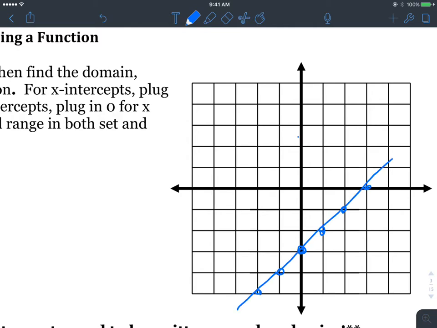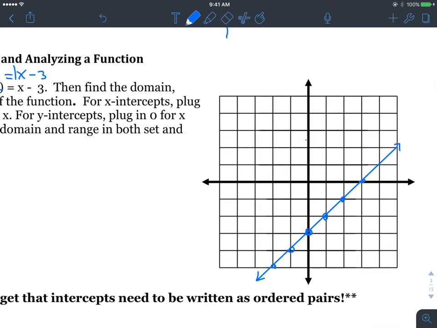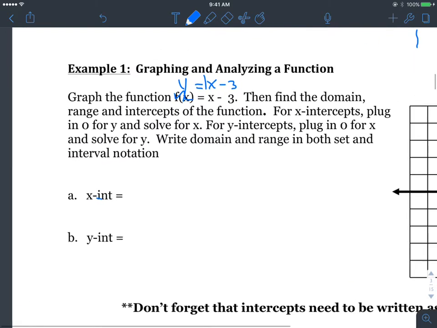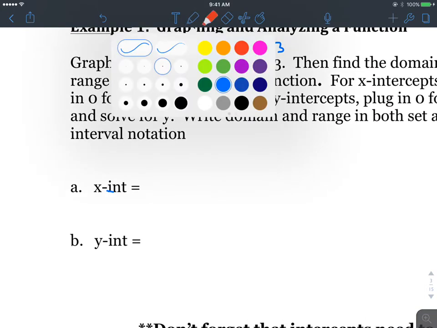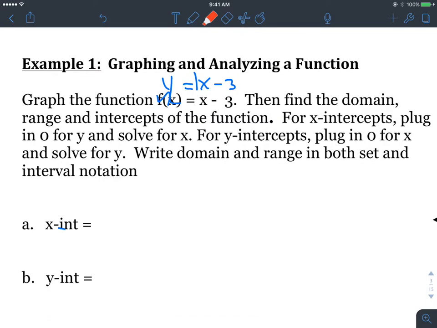And actually from the graph, if you know how to graph it, you can probably find the x and y-intercepts pretty easily. It's pretty clear to see that you have 3 for the x-intercept and negative 3 for the y-intercept. But we're also going to solve by plugging in, because sometimes we're not going to have a graph in front of us, and we might not be able to see that.